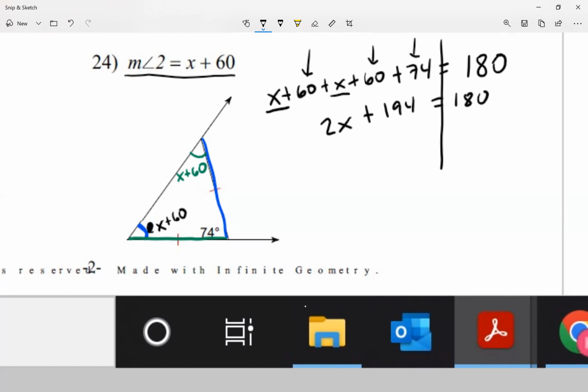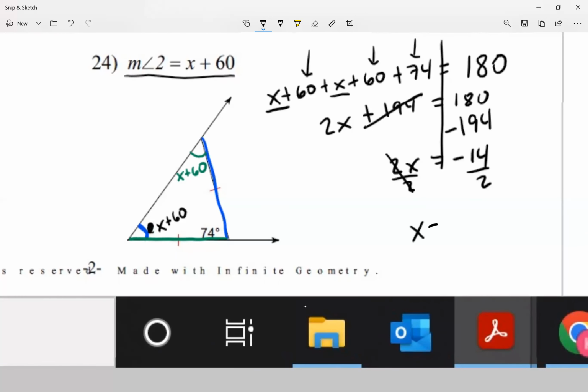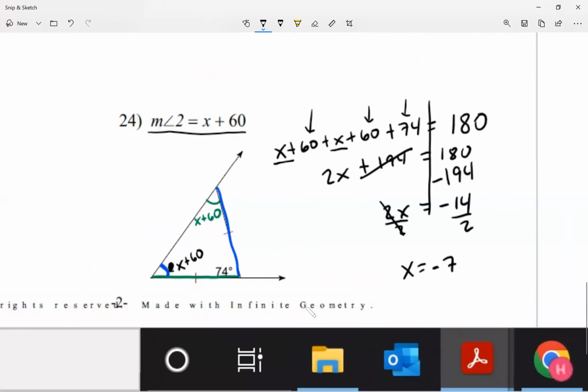I want the 2x by itself. So the plus 194, let me cancel it, as long as I write it on the other side as a minus 194. So I get that 2x is equal to negative 14. All right, 180 minus 194 gave me negative 14. Now let me divide by 2 because I want the x by itself. X equals negative 7. Negative 14 divided by 2 is negative 7. Pretty cool, huh? Let's do two more questions.